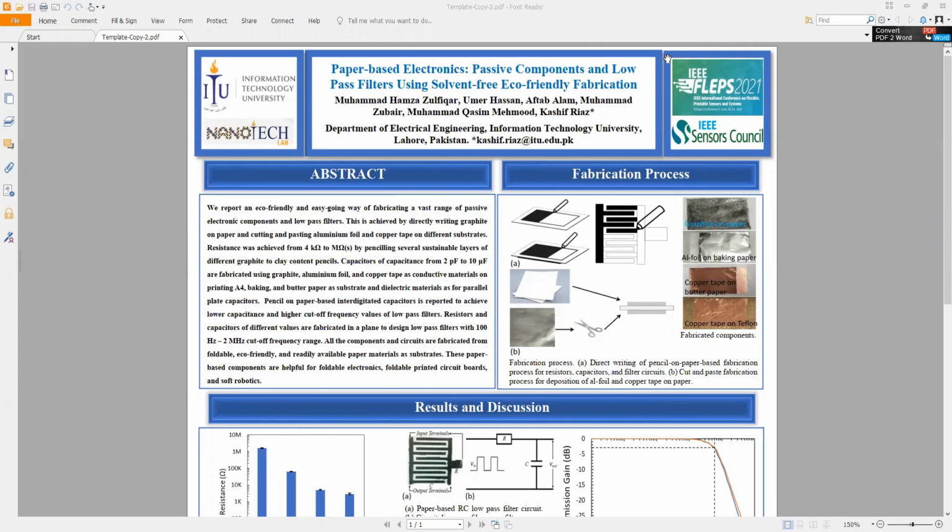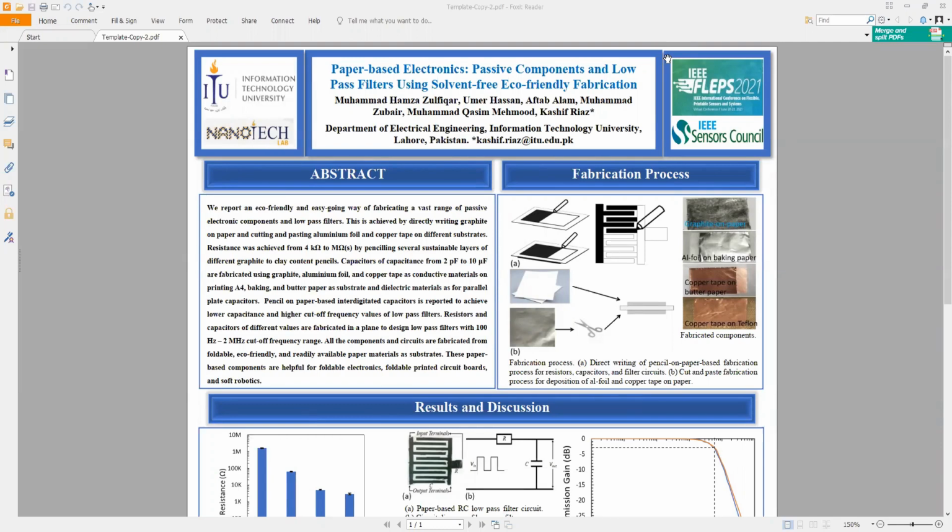I am here to present my poster titled Paper-Based Electronics, Passive Components and Low-Pass Filters Using Solvent-Free Eco-Friendly Fabrication. We demonstrated two different passive components, resistors and capacitors. Then we fabricated them in series as RC circuits and demonstrated low pass filter circuits.